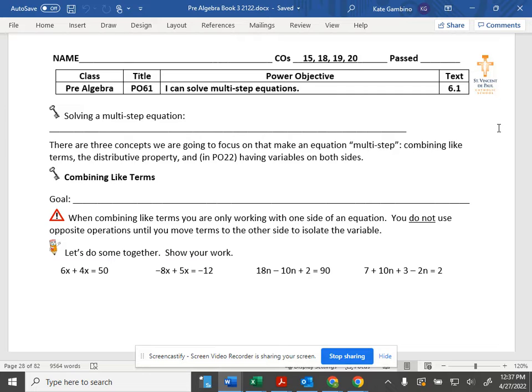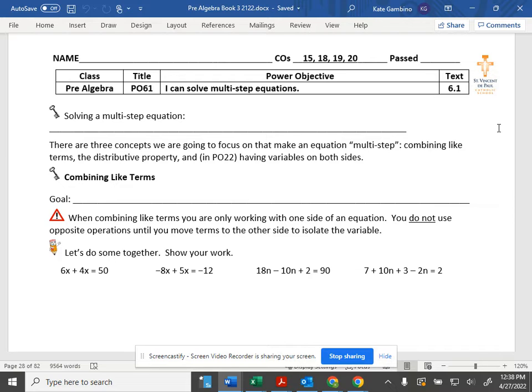What's the difference between an expression and an equation? What is the big difference that you see, Chase? An equation has an equal sign, an expression doesn't. Yeah, the equation has an equal sign. So now we're going to be working on those like terms, but they're going to be with an equal sign in an equation.